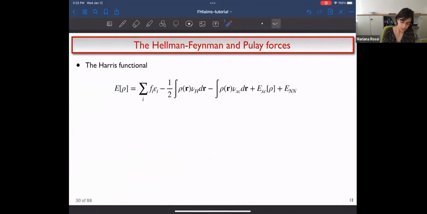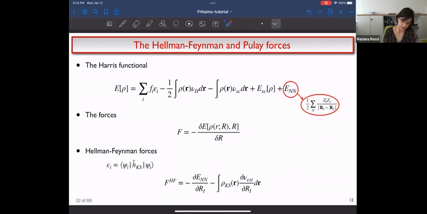It's easier to see how these terms look like if you actually look at the energy expression that you use in FHI-aims. This is the Harris functional. So the energy functional is written as a sum over the occupation numbers f and the Kohn-Sham eigenvalues, minus one half here, rho is my density, and v_H is the Hartree potential. v_XC is the exchange correlation potential, E_XC is the exchange correlation energy, and this E_NN is the energy of repulsion between the nuclei.